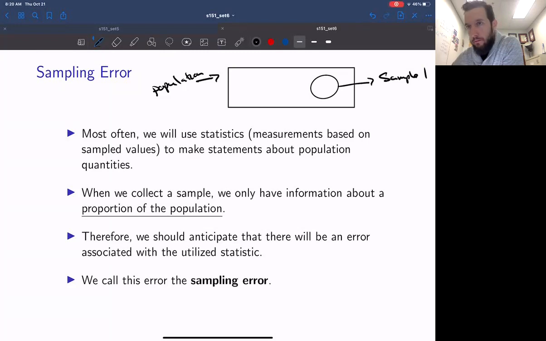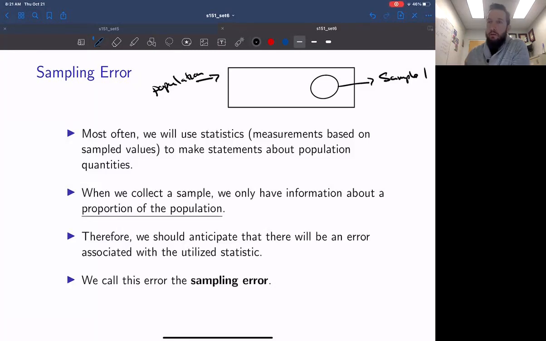So as a result, when we compute a statistic from the sample, so we collect our sample of say 300 students, and then we calculate X bar for those 300 students, there's going to be an error associated with that statistic, because it is based off of a subset of the population. We call that error the sampling error. So the sampling error is an error that is associated with any statistic that is computed to estimate a population value.